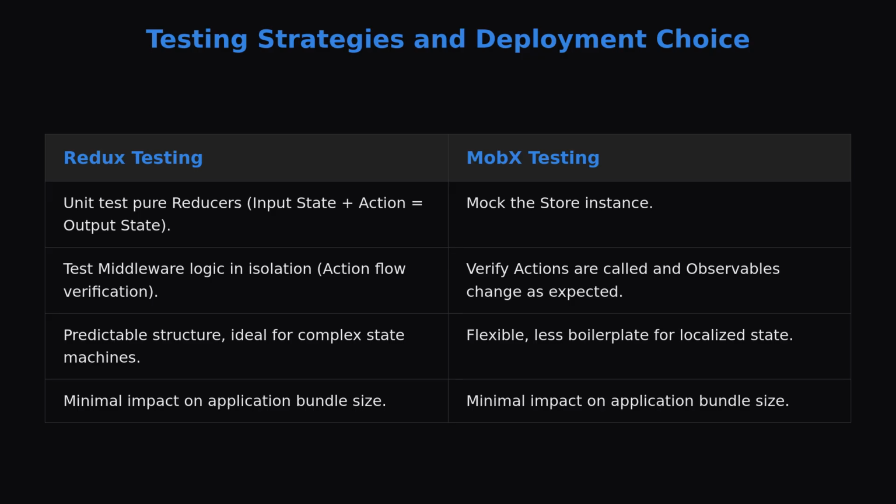Redux enforces a strict, predictable structure, which is highly advantageous for large development teams managing complex state machines. MobX offers greater flexibility and generates less boilerplate code for localized state, but requires careful management of side effects. Both Redux and MobX solutions have a negligible impact on the final application bundle size during deployment.